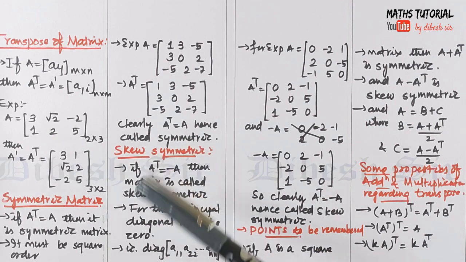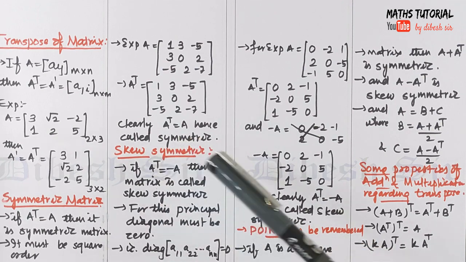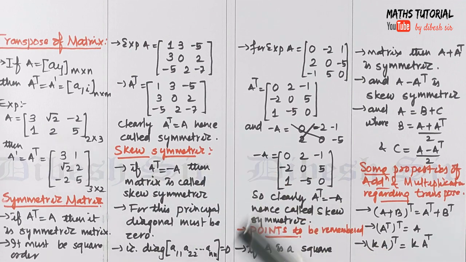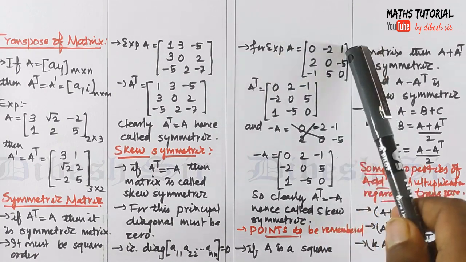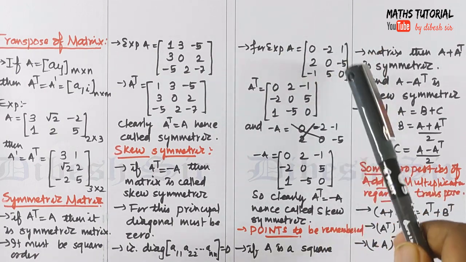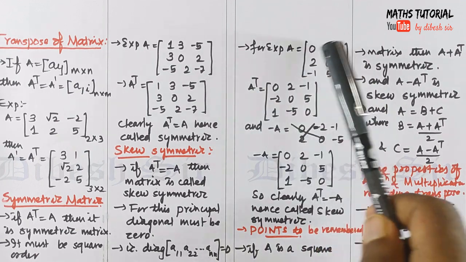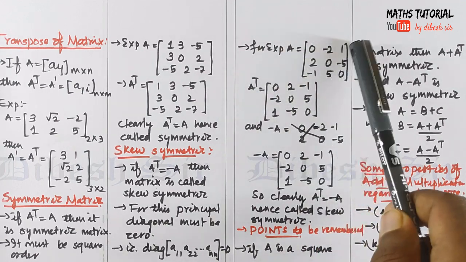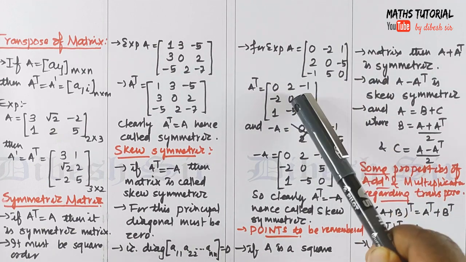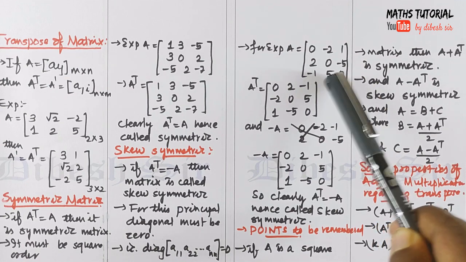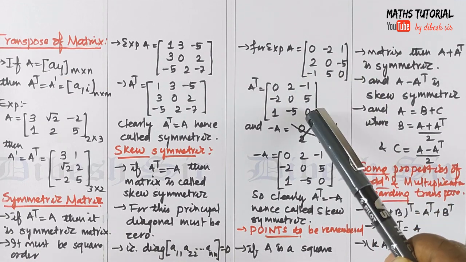Next, skew symmetric. If A transpose is equal to minus A, then the matrix is called skew symmetric. But the principal diagonal must be 0, that is diagonal a11, a22, up to ann is equal to 0. For example, A is equal to 0, minus 2, 1; 2, 0, minus 5; minus 1, 5, 0. Then A transpose is, row changes to column, 0, 2, minus 1; minus 2, 0, 5; 1, minus 5, 0.